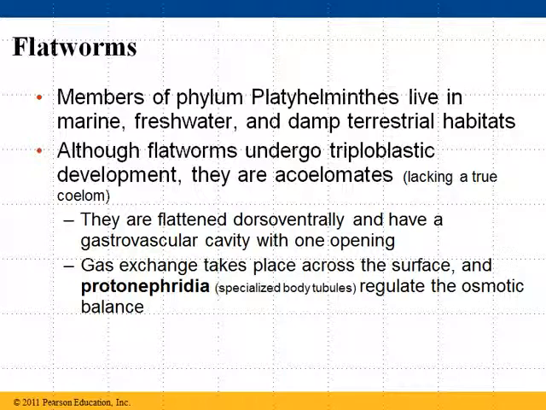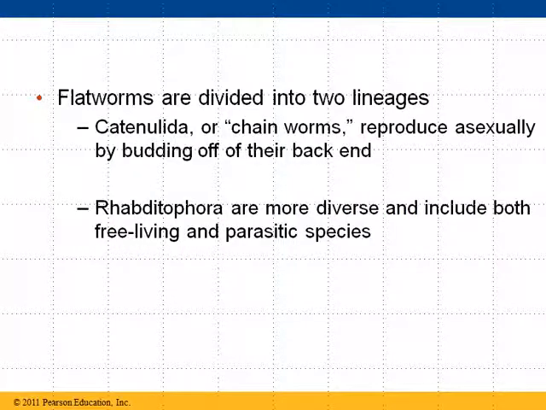They are flattened dorsoventrally and have a gastrovascular cavity with one opening. So they're somewhat more like the jellyfish, in that they only have a single opening in and out of their body. Gas exchange occurs across the surface of their body, and they have specialized body tubes that help regulate osmotic pressure within their bodies. Flatworms are divided into two lineages: chain worms, like tapeworms, that reproduce asexually by budding off of their back end. And then this other group, the Rhabditophora, are more diverse, and they include free-living and parasitic species.